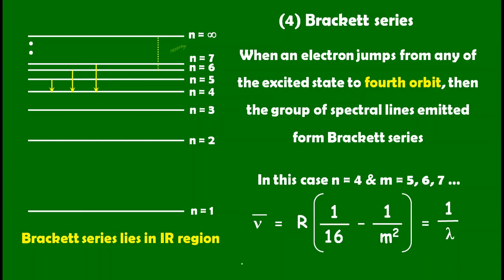And lastly, the series limit. So in Brackett series, to get the series limit, the electron has to jump from the infinite orbit to the fourth orbit. So the energy of that particular spectral line will be highest. Hence, the frequency of that spectral line is going to be the highest, and hence the wavelength is going to be the smallest.